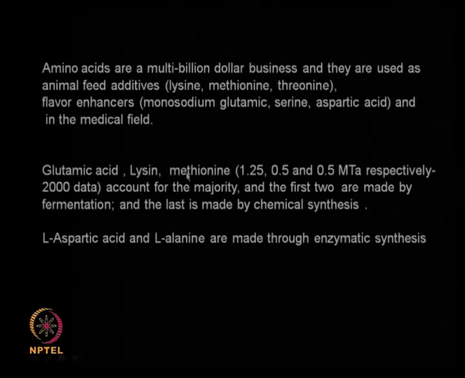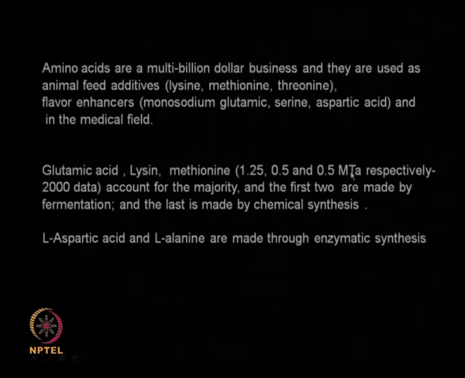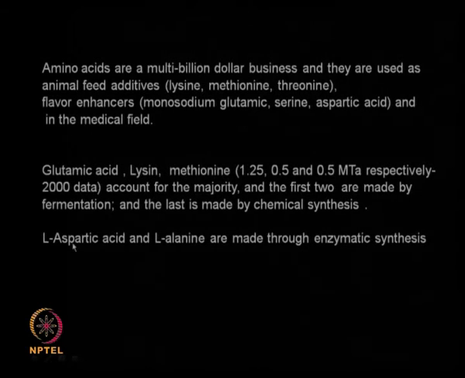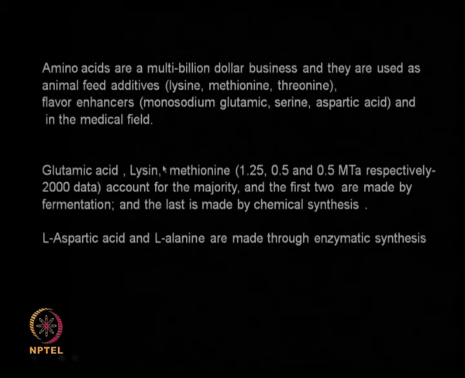If you look at glutamic acid, lysine, methionine, we are talking in terms of about 0.5 to 1 million tons per annum production. This is the 2000 data. So, you may be adding about 10-15%, or much more than that. The first two are made from fermentation, and this is made by chemical synthesis. And L-aspartic acid, L-alanine are made through enzymatic synthesis. When you say enzymatic, you are talking about a biotransformation. So, these two are made by fermentation, this is made through the chemical route, and these are made through biotransformation.